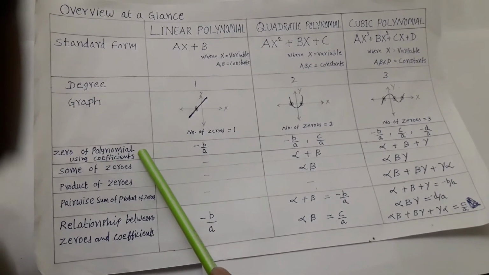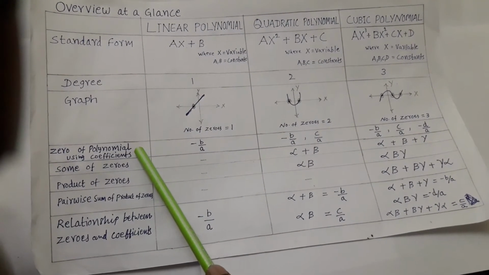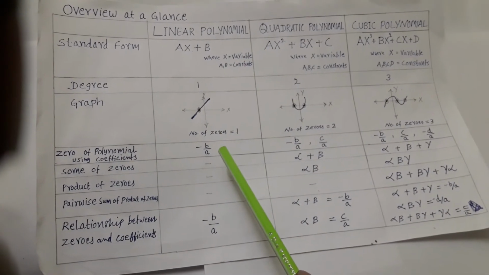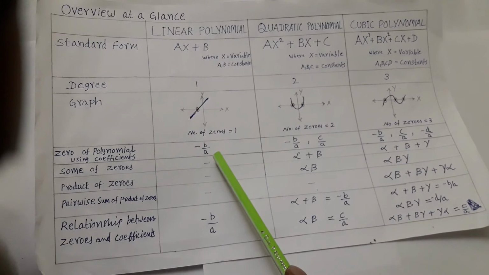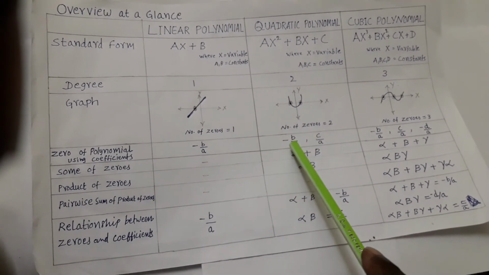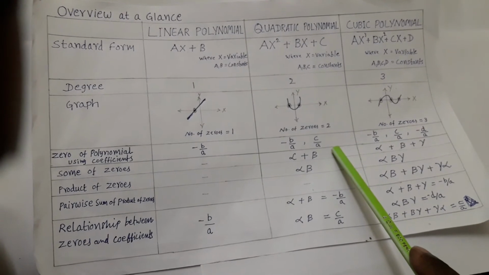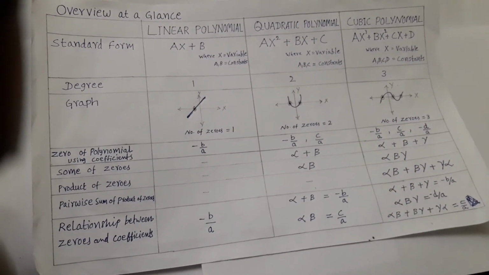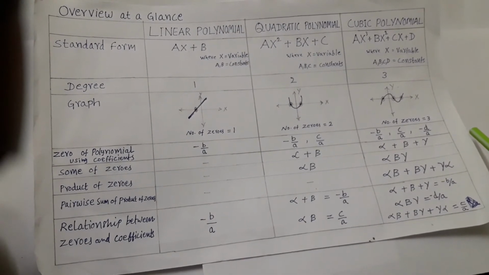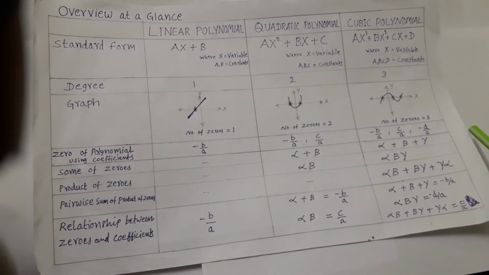Zero of polynomial using coefficients for linear polynomial is minus b by a. For quadratic, that is minus b by a, comma c by a. For cubic, minus b by a, c by a, and minus d by a.